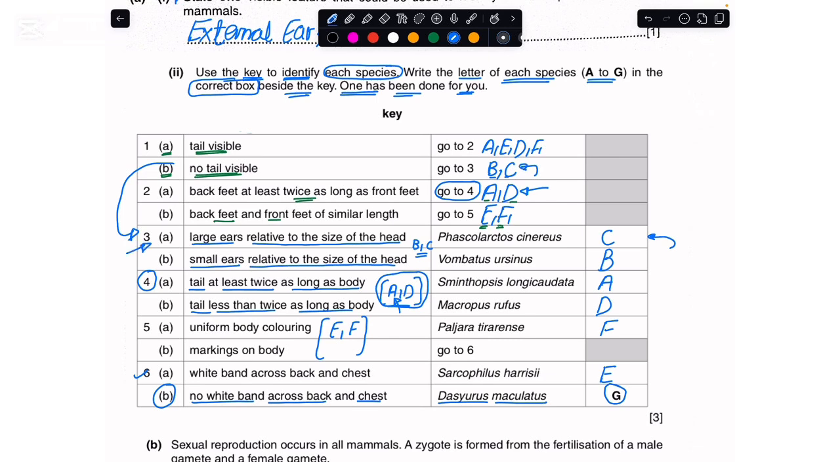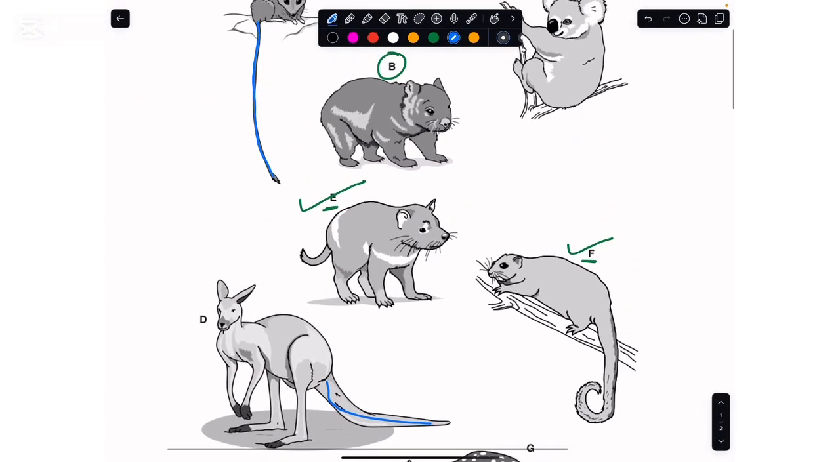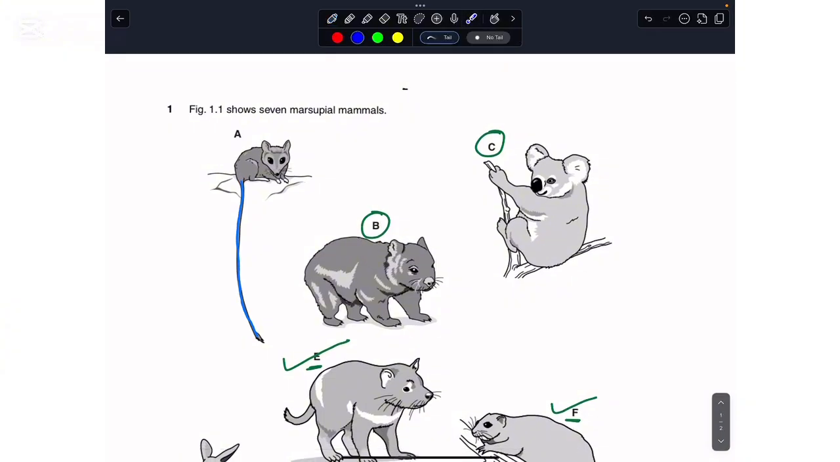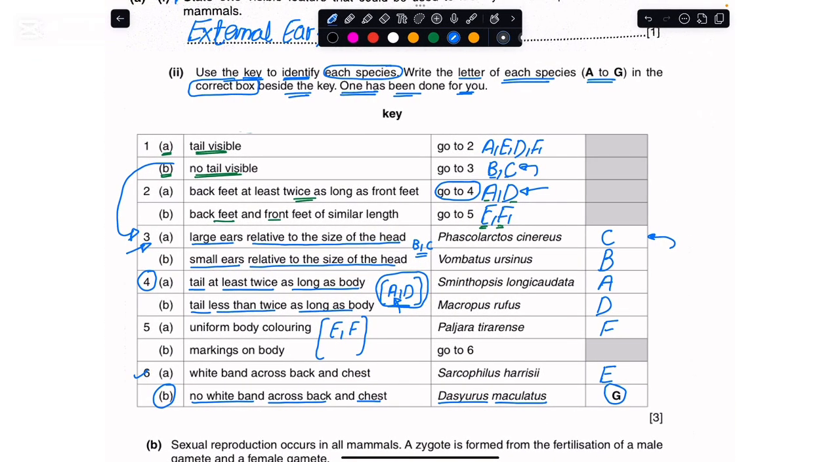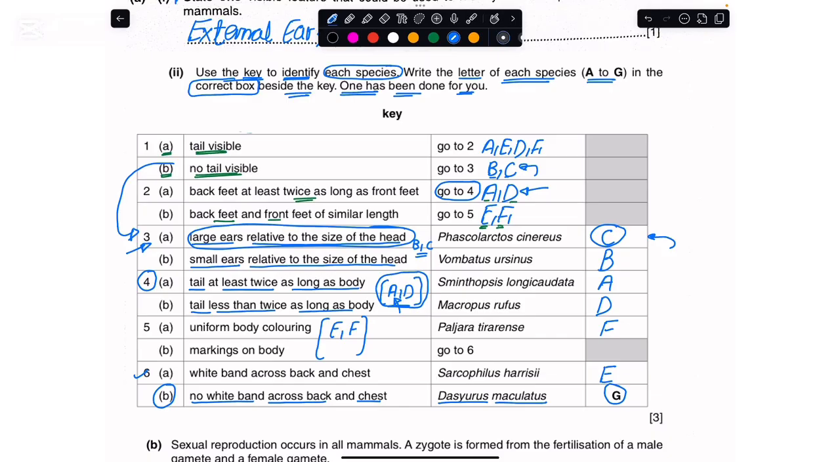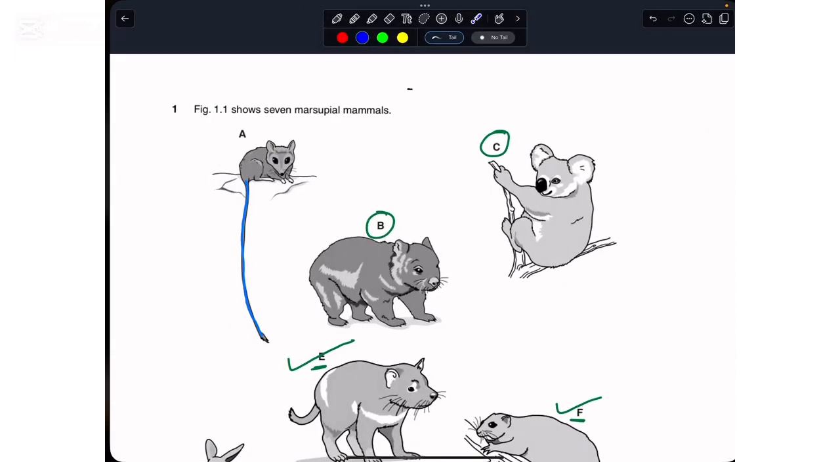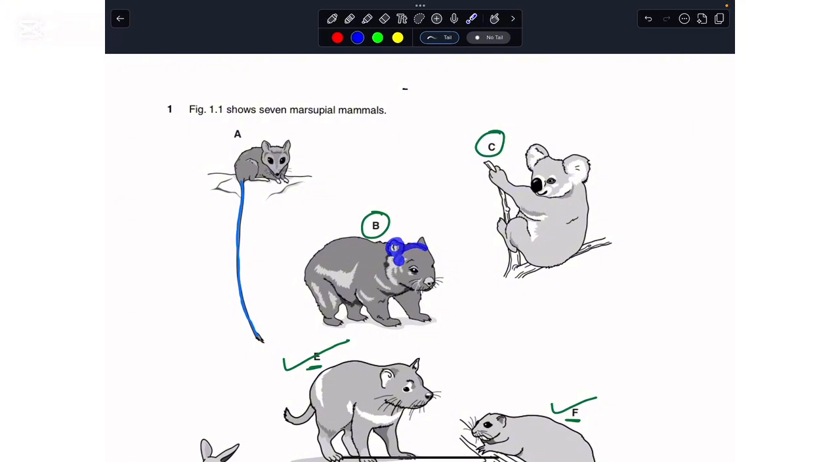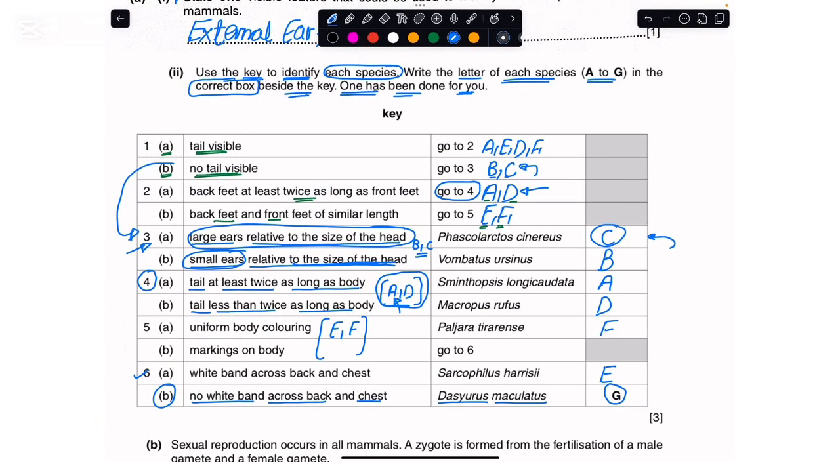And then we are coming here. So you see that among B and C, the C has got enormous ears and this B has got smaller ears. So that is why for this point, the letter that we have identified is C. And for the second, where there are small ears comparative to the size of the head, you see that this marsupial has ears small comparative to the size of the head. So that is why we are writing the letter B here. So this is how we are required to be cracking the dichotomous keys.